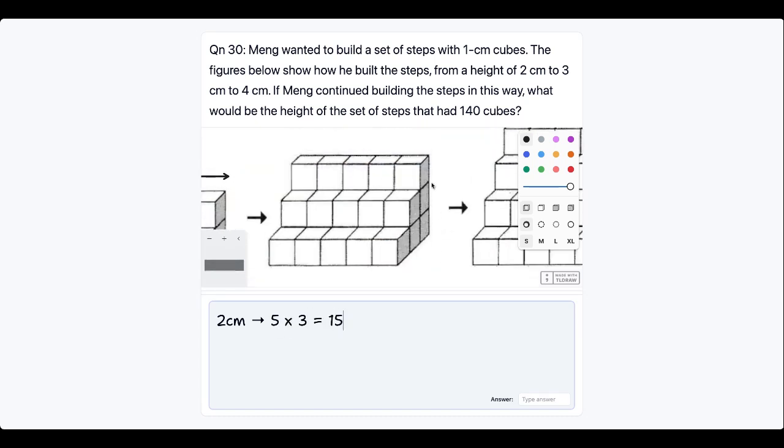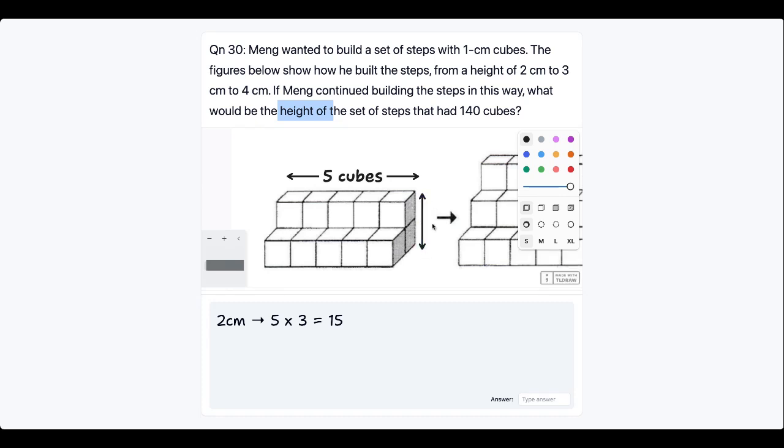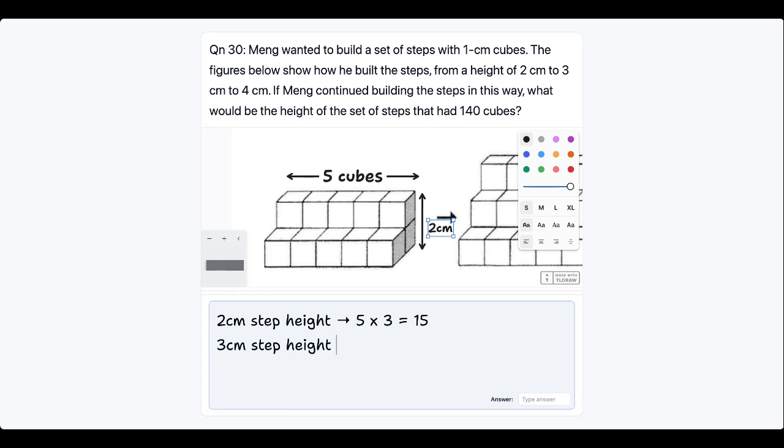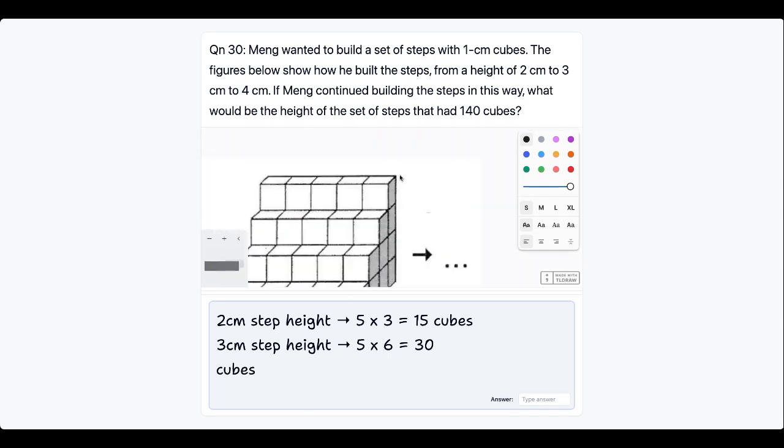Then if we were to go for 3 centimeters, because we want to know the height of the steps. Okay, so the height of the steps here is 2 centimeters. So we want to know how many centimeters is 140 cubes. Okay, so 2 centimeters is 15. What about 3 centimeters? Okay, so 2 centimeter step height. Okay, so now it has increased. So 1, 2, 3, 4, 5, 6. So this is 5 times 6, which is 30 cubes. So 15 cubes, and then we have 30 cubes as what you see over here. So this is 3 centimeters. What about 4 centimeters, right?